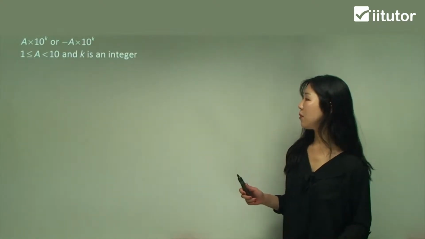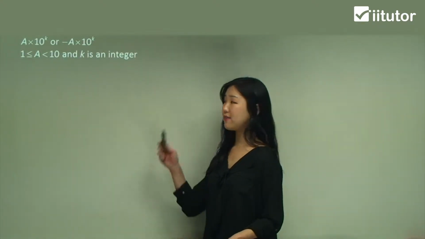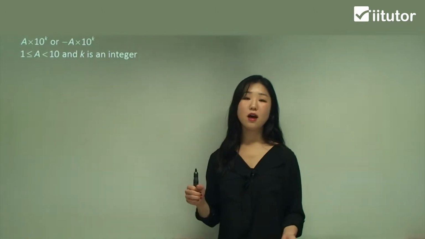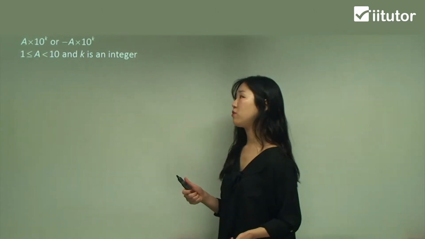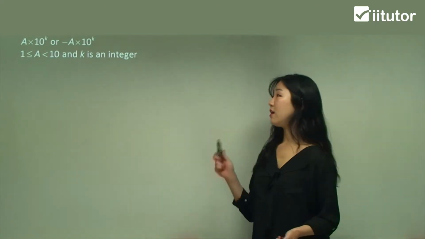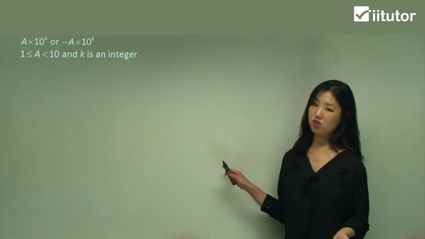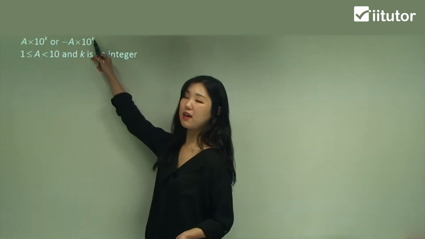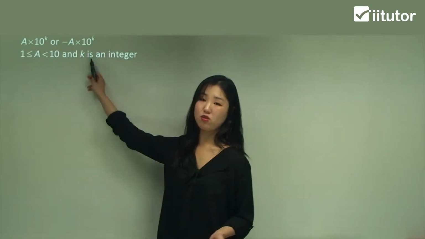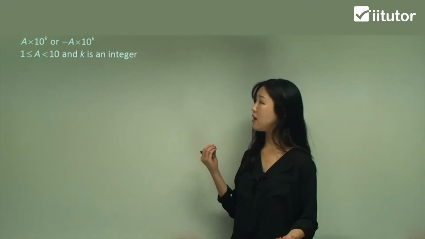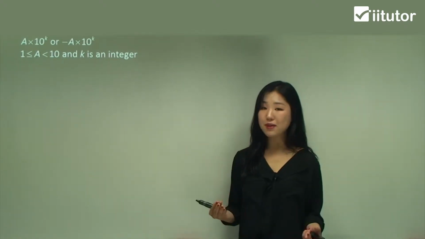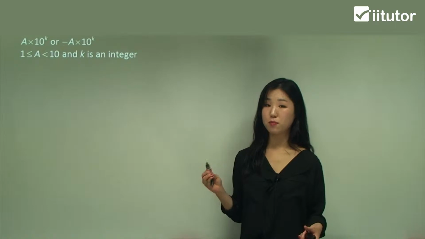Now, the key point to the scientific notation form is the a. That number next to the 10 to the power of whatever must always be between 1 and 10. And k is an integer. So this power that the 10 has, the k, must be an integer. So it can't be a decimal or a fraction or something like that. It has to be a whole number. It can be negative, it can be positive, but it just must be whole.